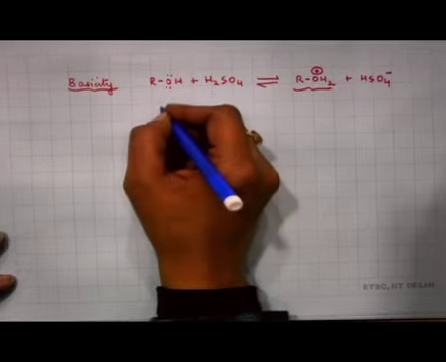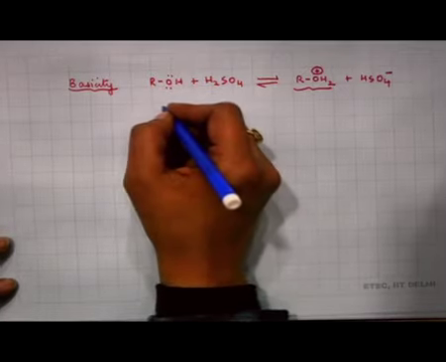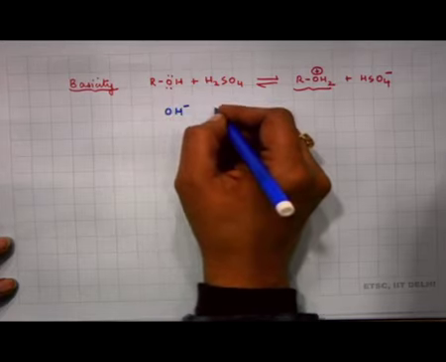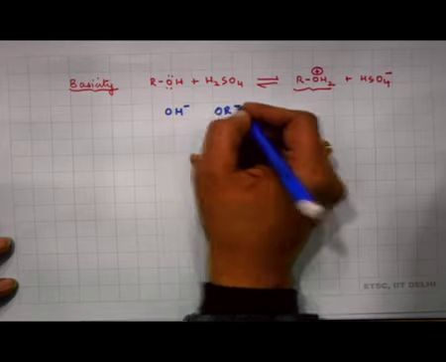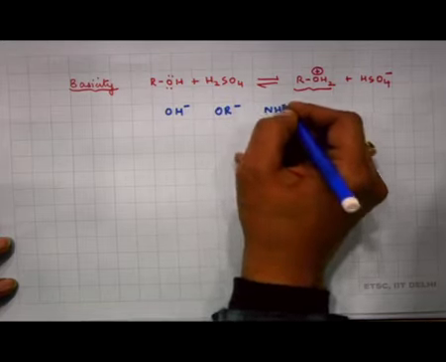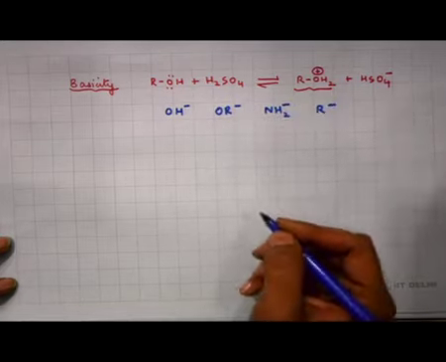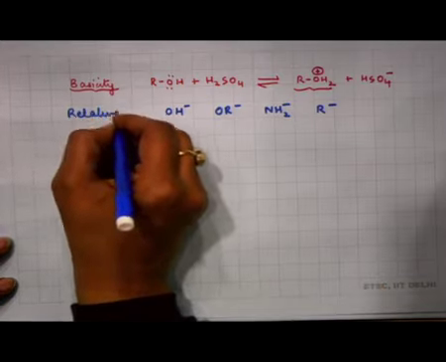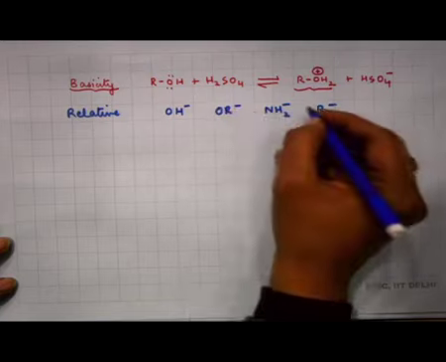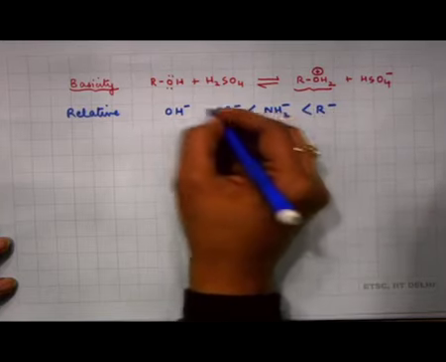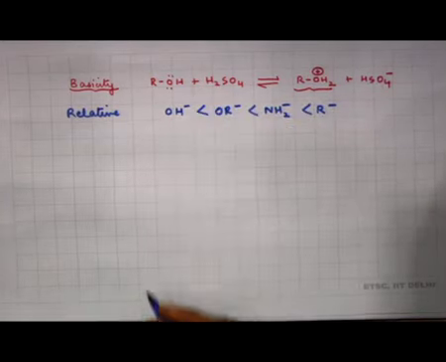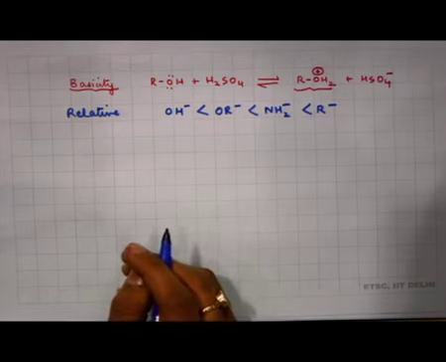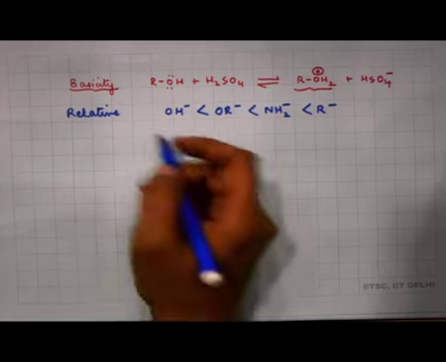And if you have to compare the relative basicity of the counter anions of the acids which we just discussed, so between the hydroxide, the alkoxide, the amide and the carbanion, the relative order of basicity, if we can predict, would follow the order, this being the strongest base and hydroxide being the weakest base. We will discuss this in more detail with examples in subsequent sections.